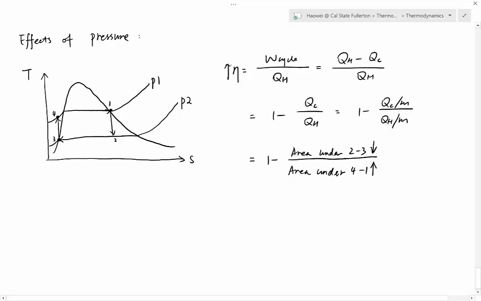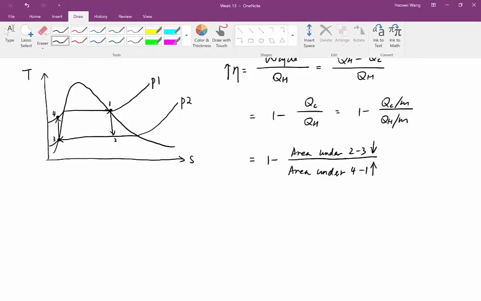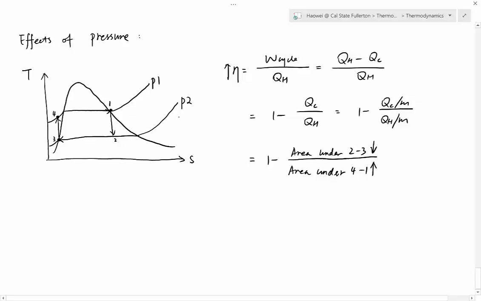So how do we reduce the area under 2-3? We can move P2 lower. If we move P2 lower, then 2-3 will go lower. Then the height of the area under 2-3 will become smaller. That's option number one.